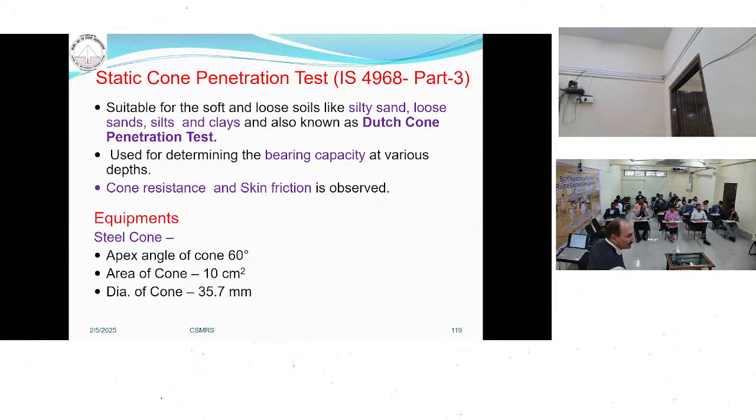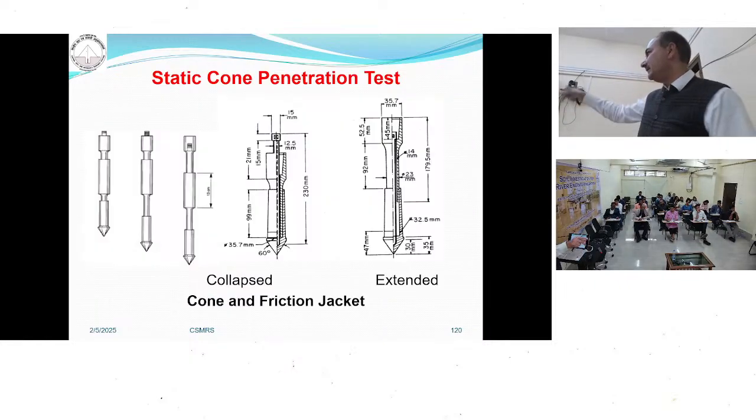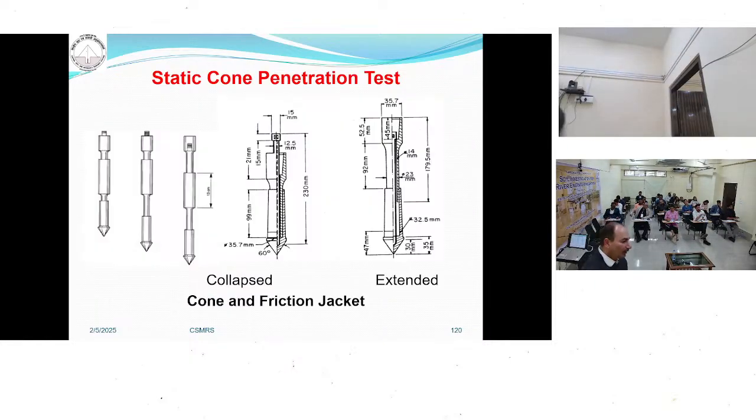So in this test, there is a machine and a plunger. We drive this plunger, this cone, into the ground. It gives us the penetration, and along with that, this is our friction jacket. When we move it again, then our cone and the plunger are both moved in that way. So we get the total pressure that is required to drive the friction jacket and the cone.